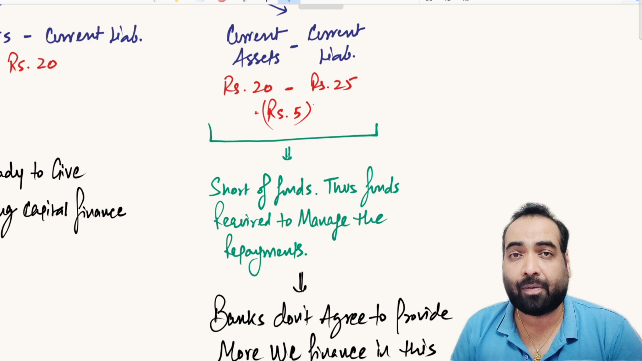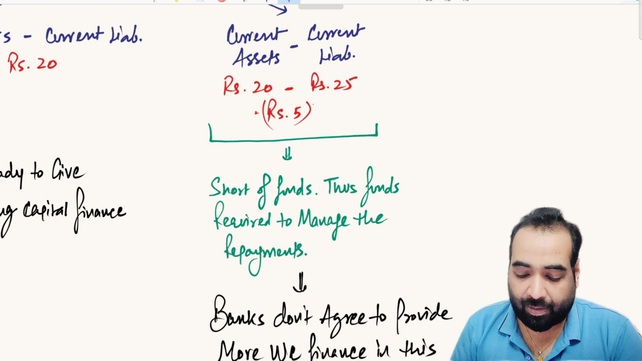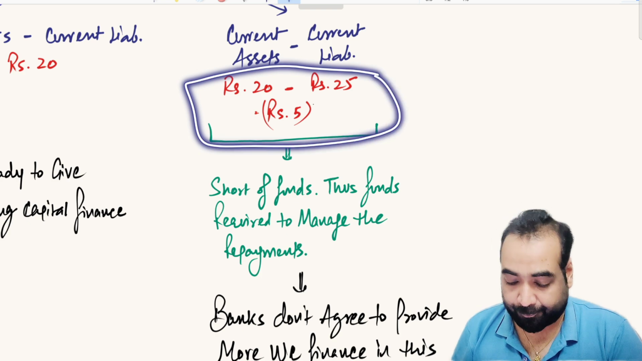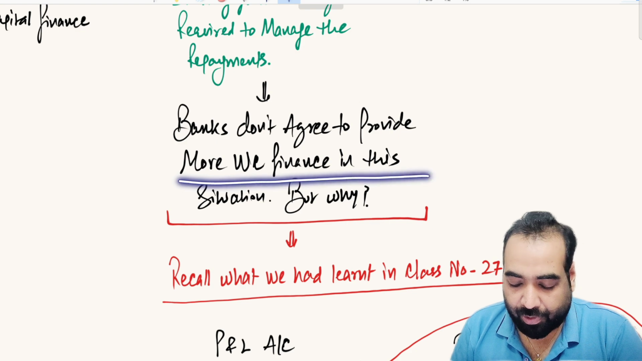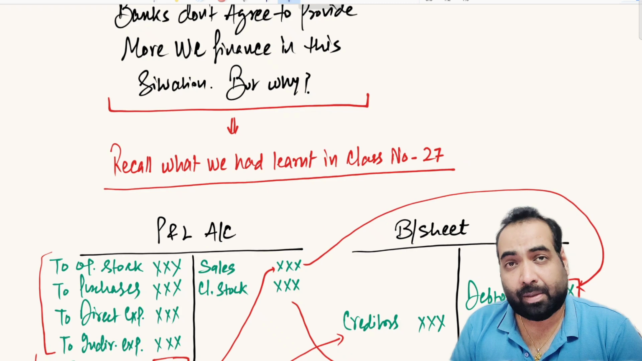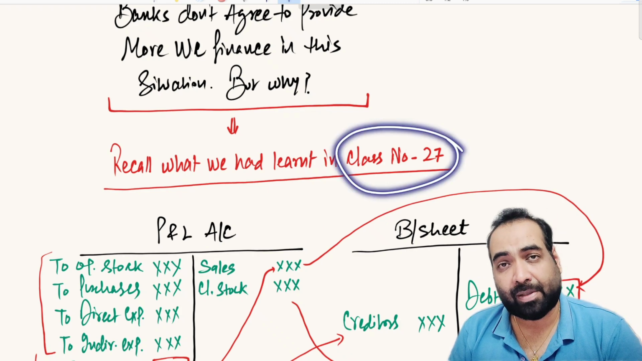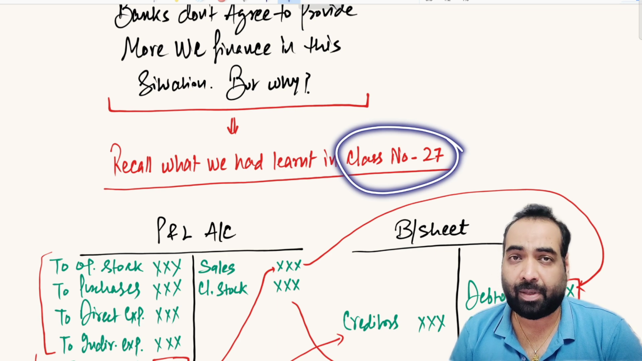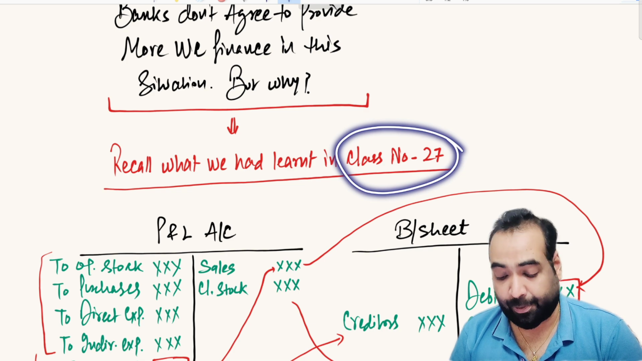There is another angle to study this concept which is more logical and conceptual, and which will help you understand why the bank declines in this situation of working capital finance. So the bank doesn't agree to provide more working capital finance in this situation, but why? This is what we are trying to learn in this video. Before starting the concept, I want you to recall what we learned in class number 27. If you have not watched class number 27, then please watch it, and only then can you have a clear idea of what I am discussing in this video.